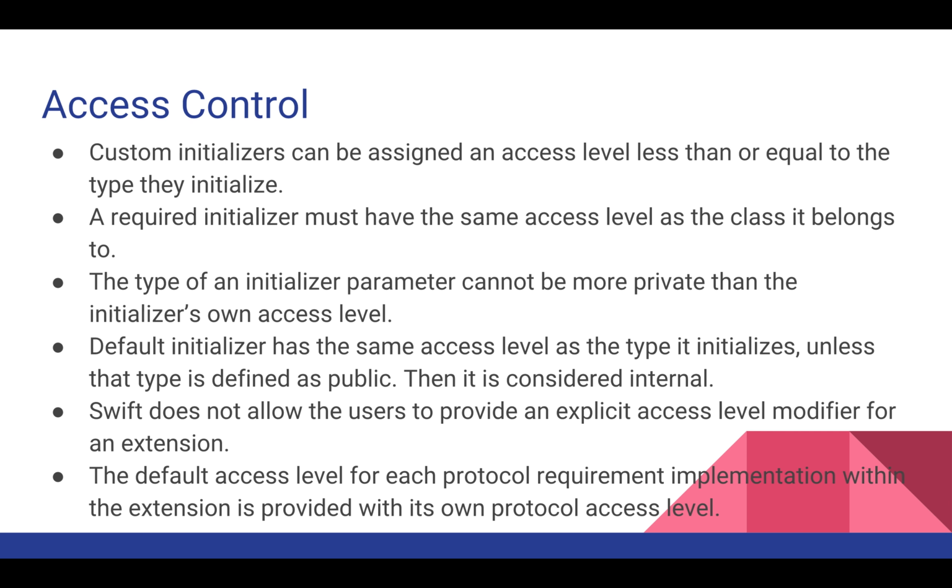Custom initializers can be assigned an access level less than or equal to the type they initialize. A required initializer must have the same access level as the class it belongs to. The type of an initializer's parameters cannot be more private than the initializer's own access level. Swift does not allow the users to provide an explicit access level modifier for an extension when the user uses the extension to add protocol conformance. The default access level for each protocol requirement implementation within the extension is provided with its own protocol access level.